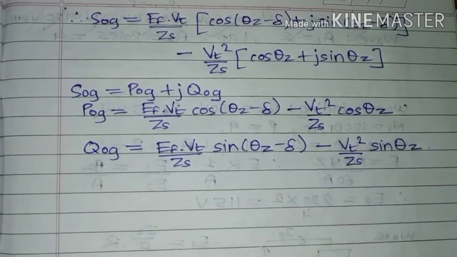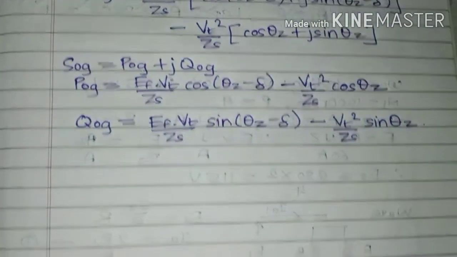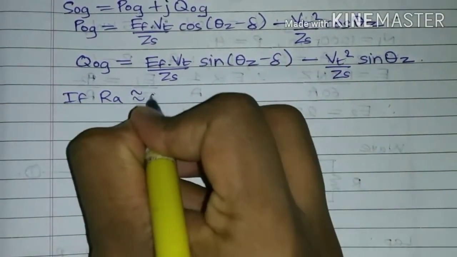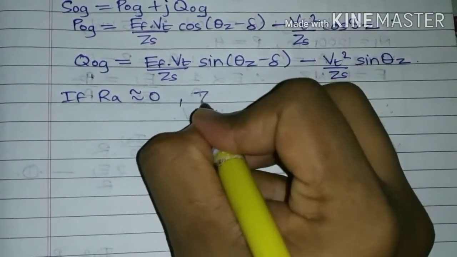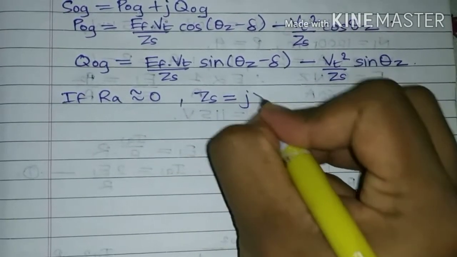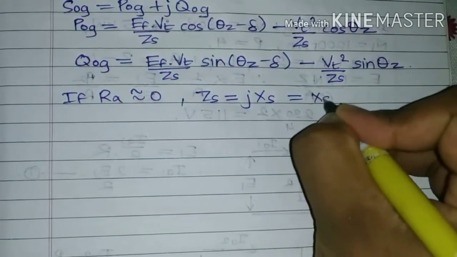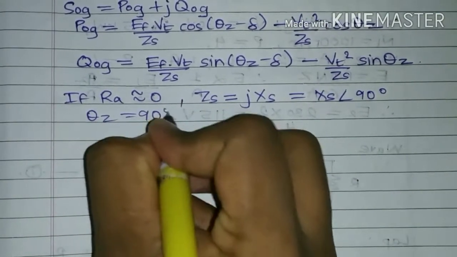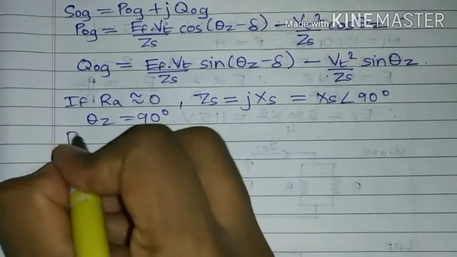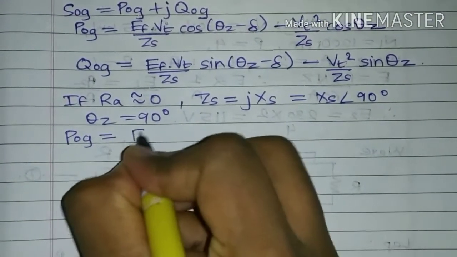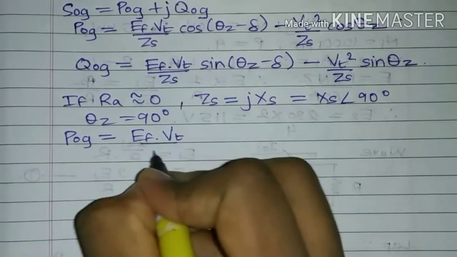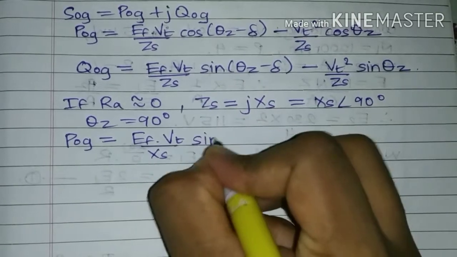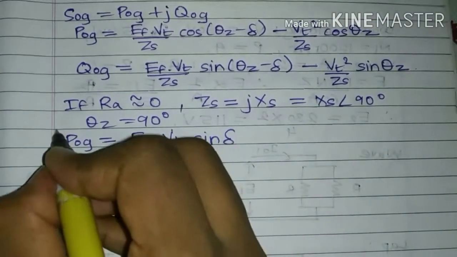Now again, if we assume the armature resistance to be 0, that is Ra is approximately equal to 0, then ZS will be equal to jXS, that is XS angle 90 degree. So that means θZ is 90 degree. Now on putting θZ is 90 degree in the above equations, we get POG is equal to EF into VT upon XS. Cos of 90 minus δ will be sine δ, and cos 90 is 0.